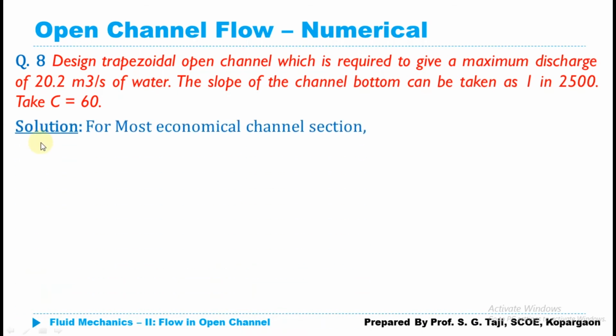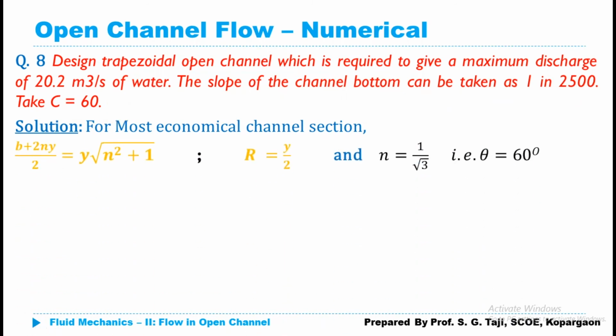So the most economical channel section we need to design. First, the given data: Q is equal to 20.2 meter cube per second, the slope is given as 1 in 2500, and C is given as 60. For the most economical channel section for a trapezoid, we know the condition. Here we are simply going to consider the best side slope, because they haven't given anything for the side slopes, so there is nothing mentioned for the value of N.